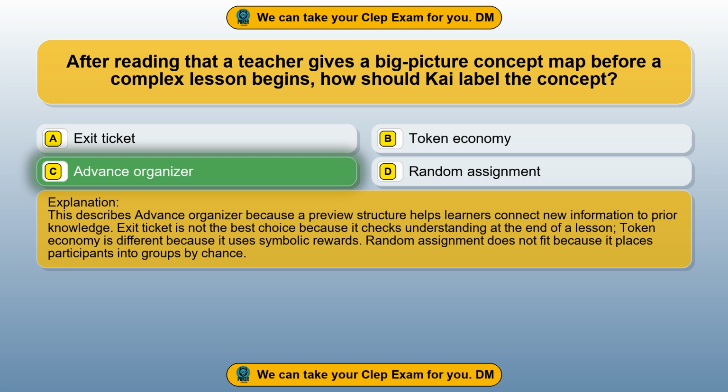Exit ticket is not the best choice because it checks understanding at the end of a lesson. Token economy is different because it uses symbolic rewards. Random assignment does not fit because it places participants into groups by chance.